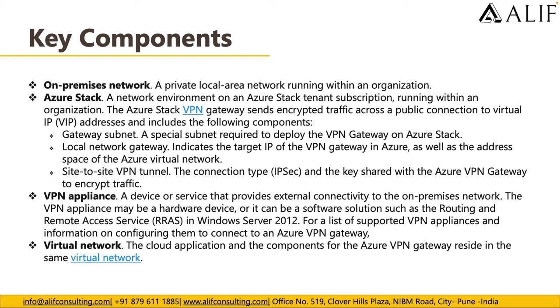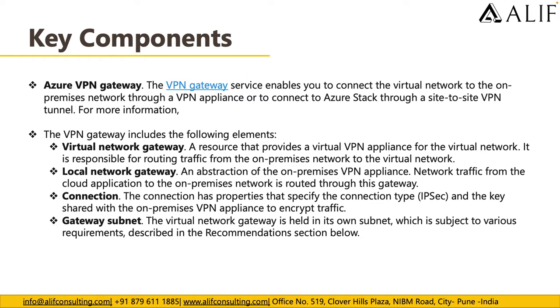Well, what are the key components? There are a few key components. On-premise network, which is the private network within the organization. Then we have Azure Stack, which is the same capability of the Azure cloud running on the on-premise, and that is going to have its VPN gateway to send and receive the traffic. We're going to have a virtual appliance, which will extend the on-premise network to Azure. And then we have a virtual network which is going to have VMs and a cloud application, and then that VPN gateway is ultimately associated with the virtual network.